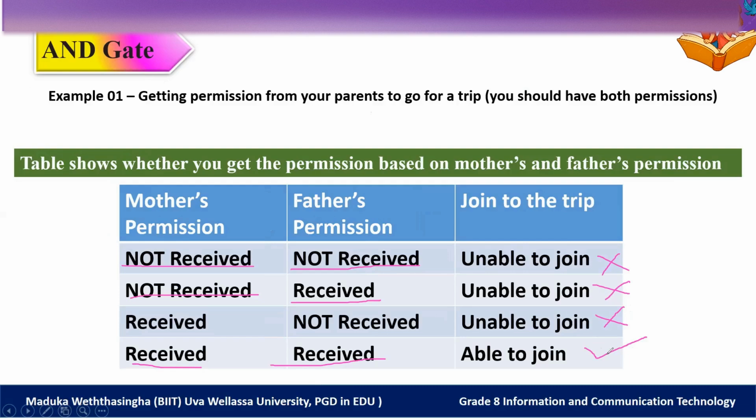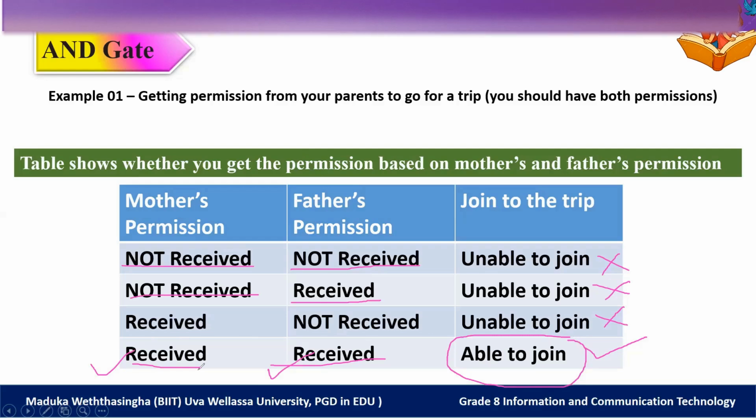If you can remember our programming lesson, if all the inputs are true only, the output is true in an AND gate. That's how we learned in the programming lesson. If both inputs are true, mother's permission true, father's permission true, they are the inputs. If both inputs are true only, your output is true.